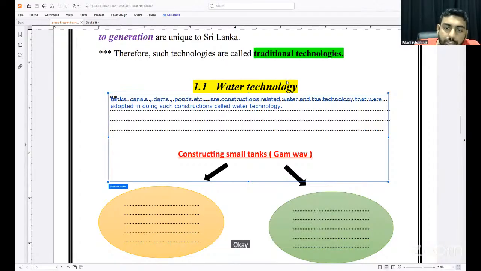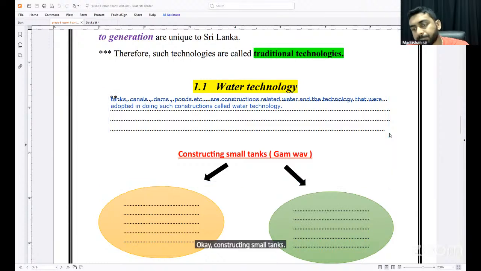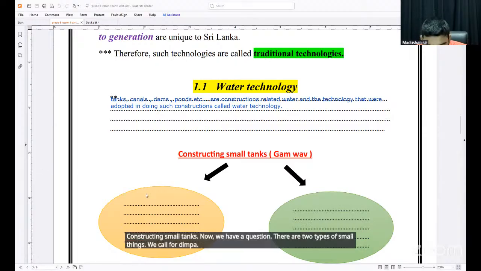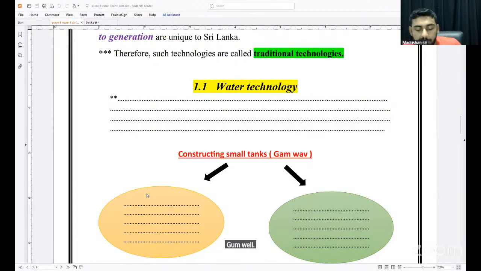Okay, constructing small tanks. Now we have a question. There are two types of small tanks.